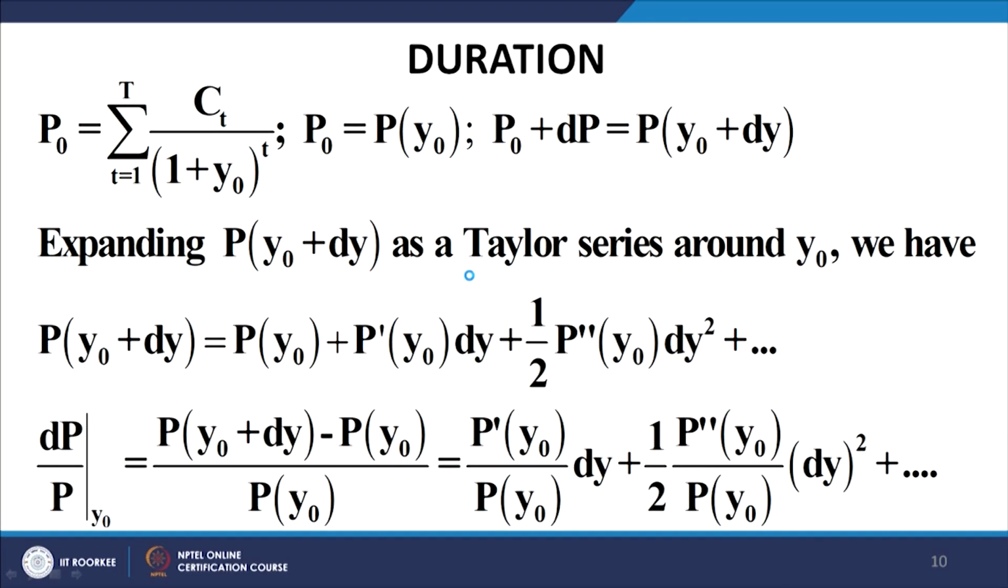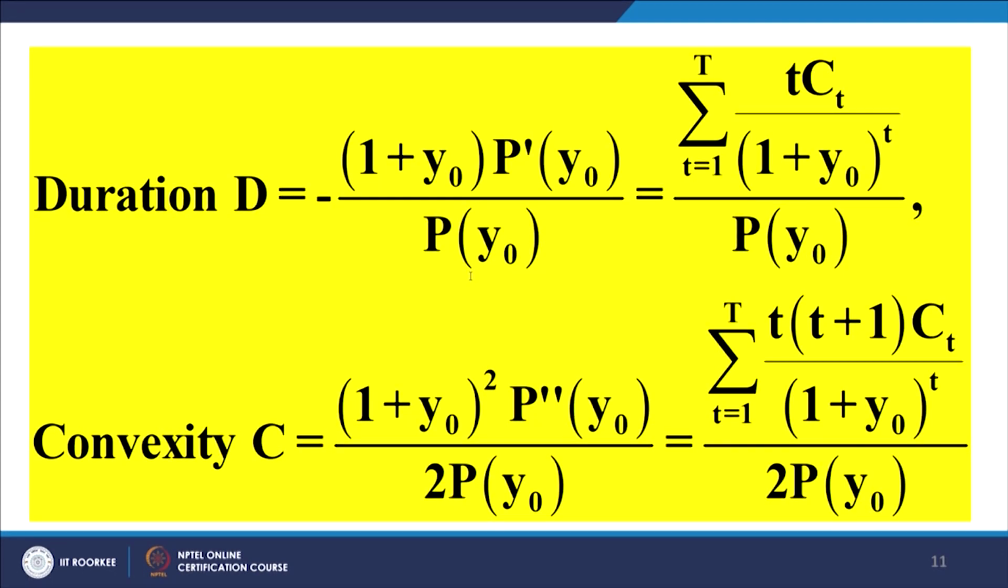Then I talked in detail about duration, the expression for the duration. The expression for the duration is given here on the slide. It is given by (1 + y0) P'(y0) upon P(y0), and when you explicitly differentiate the DCF formula, you arrive at the expression that is given in the extreme right hand side of the first equation. A similar expression for the convexity is given in the bottom right hand corner of your slide.